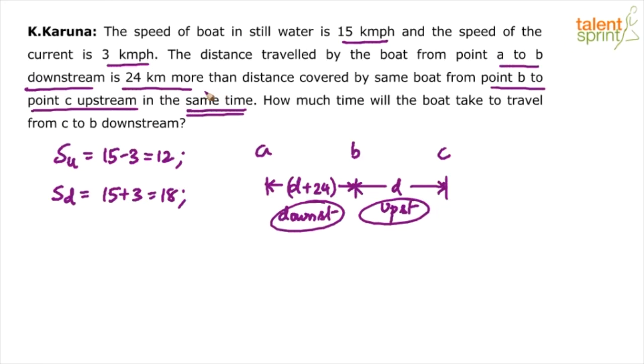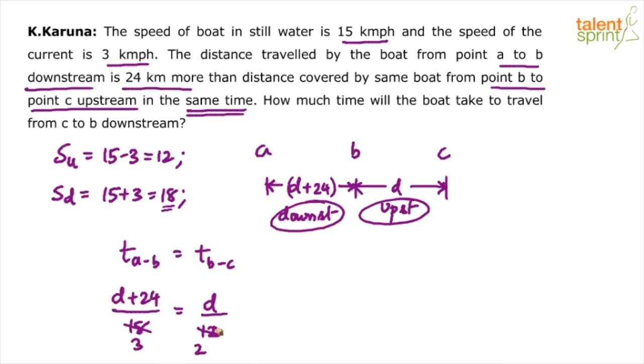So same time, which means time taken from A to B is equal to time taken from B to C. Now what is time? Distance by speed. How much is the distance from A to B? D plus 24. Since it is downstream, we consider the speed as 18, equals the time taken from B to C. Time is distance by speed. Distance from B to C is D, and since it is upstream, we consider 12. Simplify this, 3 times and 2 times. So 2D plus 48 equals 3D, which implies D is equal to 48 kilometers.